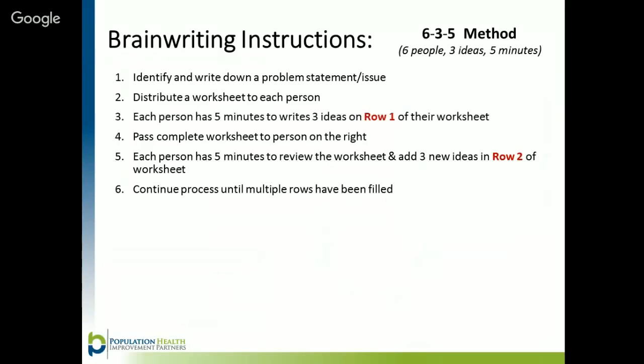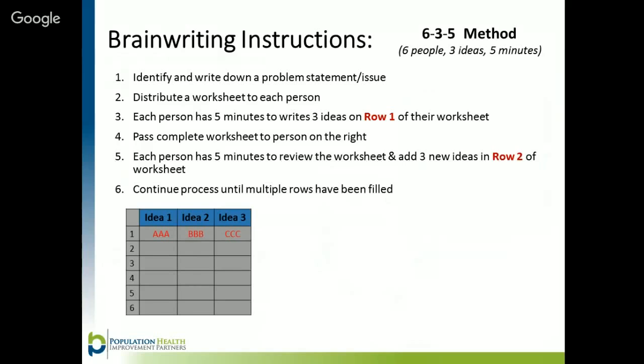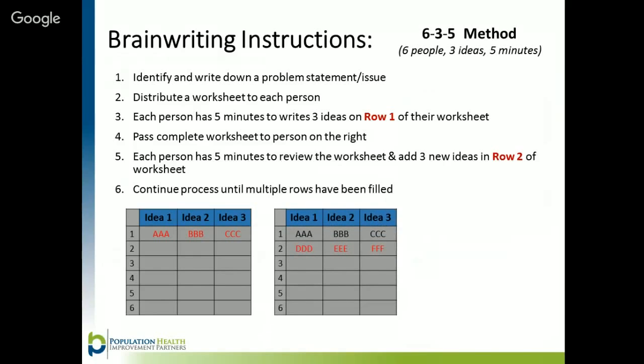Each person has 5 minutes to write 3 ideas on row 1 of their worksheet. Next, pass the worksheet to the person on the right. Each person has 5 minutes to review the worksheet and add 3 new ideas in row 2 of the worksheet. These new ideas can be completely different, or they can be variations of ideas already on the sheet. There is no talking or discussion during the rounds.